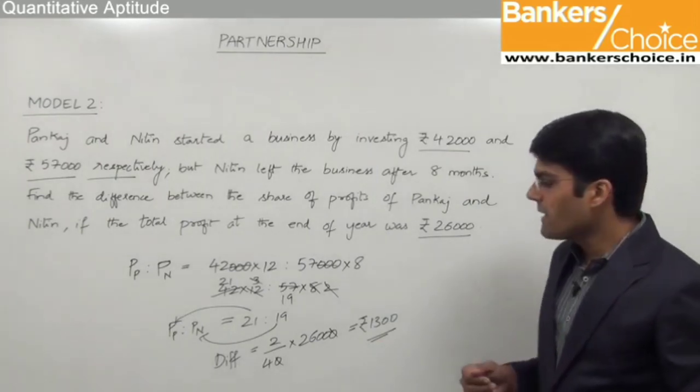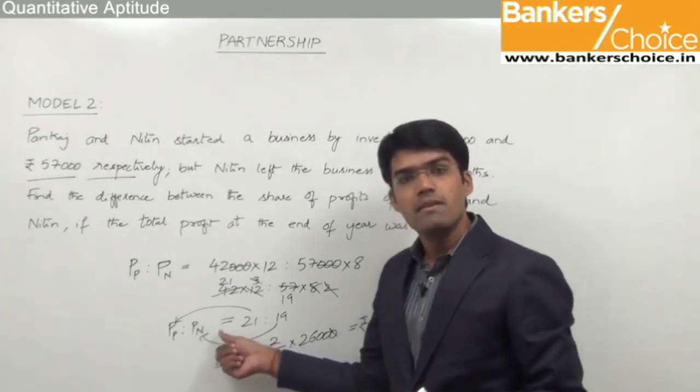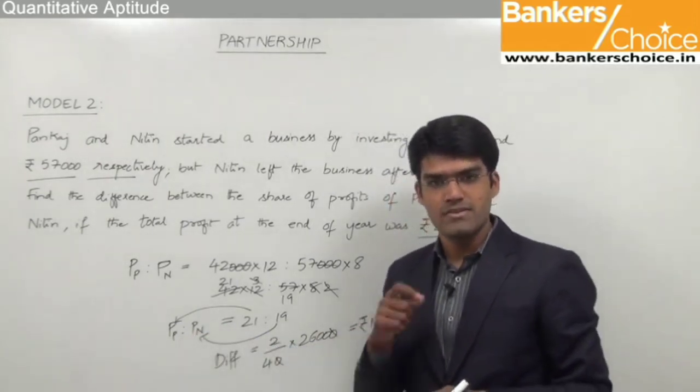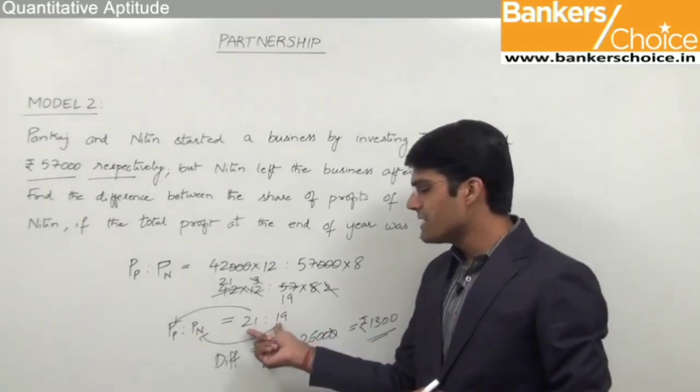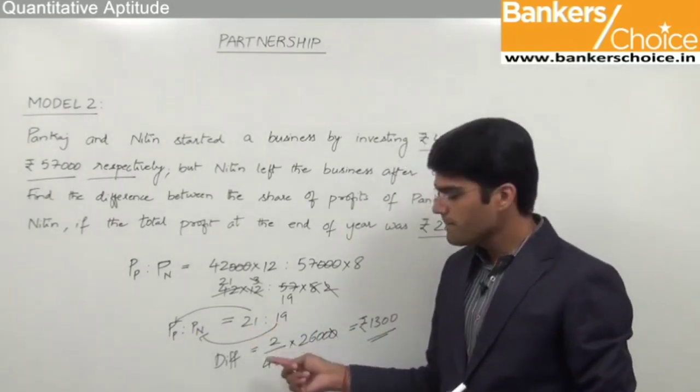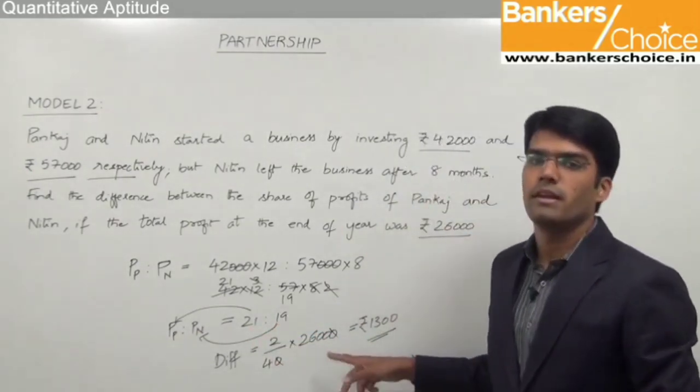So understand that whenever we are supposed to find out the difference, we need not calculate the individual profits. Instead of that, we can simply take the difference between the number of parts shared by them divided by the total number of parts into the total profit.